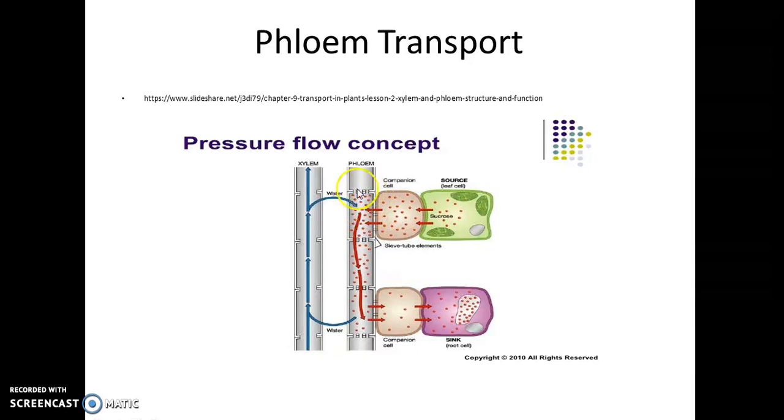Glucose is moved into the phloem by active transport. This decreases the water potential here. Water flows from the xylem into the phloem, increases hydrostatic pressure, which forces the fluid down. As it forces the fluid down, whatever cell needs the glucose will take it by active transport so they can produce energy. So this is the source, this is the sink. It moves from source to sink.